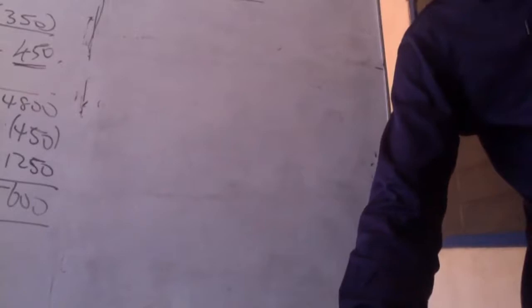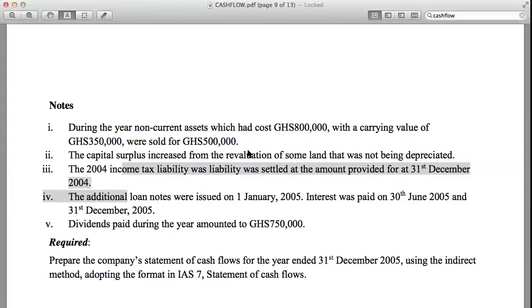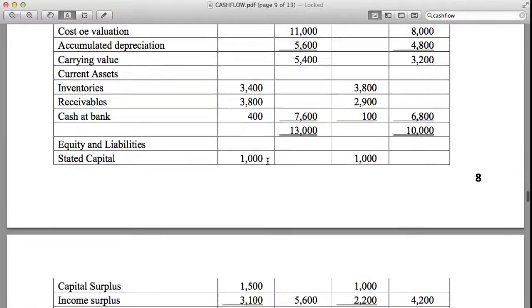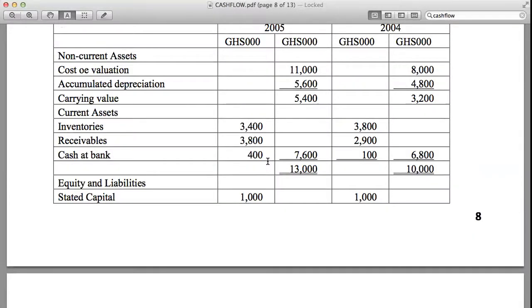Now let's go to the question, the financial position. Now the assets. The opening balance of the non-current asset is 8,000. The closing balance, let's take the carrying amount. The opening balance of the carrying amount of the asset is 3,200, whereas the closing balance is 5,400. You've disposed of some of your assets, still it's going up, meaning there was acquisition. So let's go and calculate it.